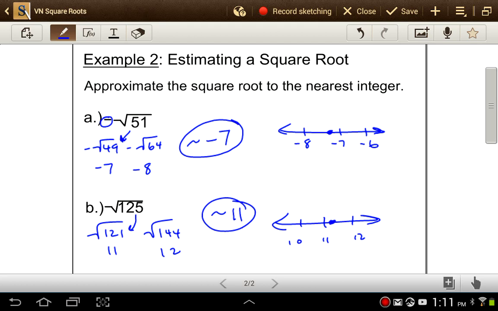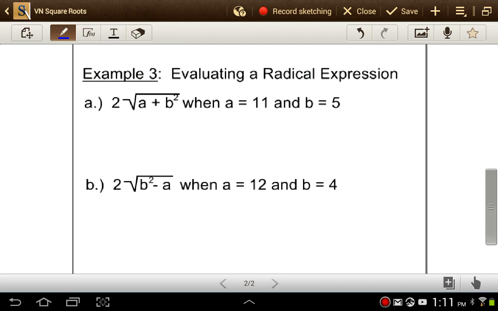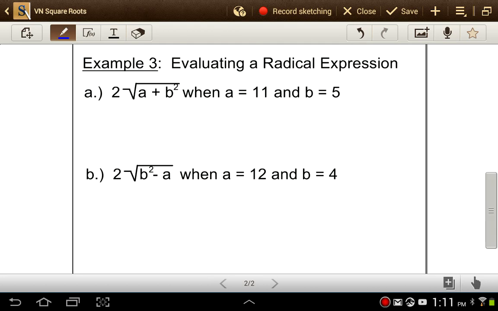In example 3, we're going to be evaluating a radical expression. A radical expression is a grouping symbol. So that means that you do everything inside the radical first and then do the square root. So in this example, I'm going to substitute in. So this will be 2 times the square root of 11 plus 5 squared. Then I'm going to do my correct order of operations. 5 squared is 5 times 5, or 25.